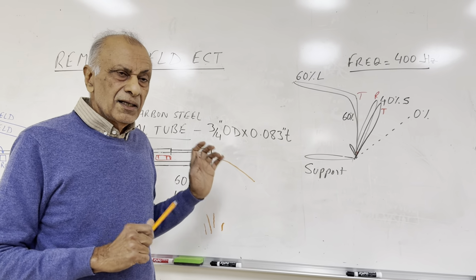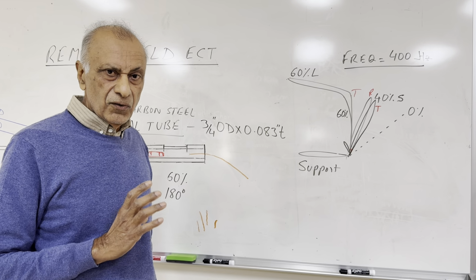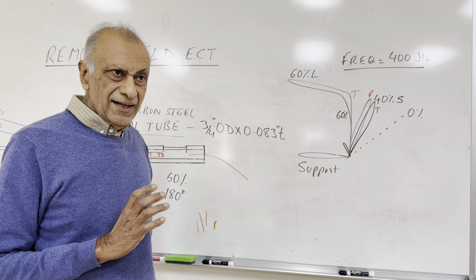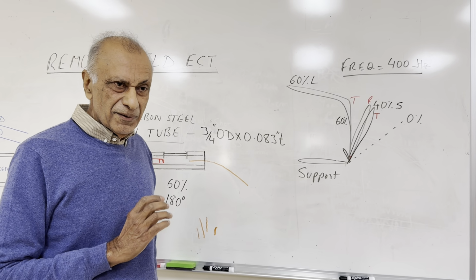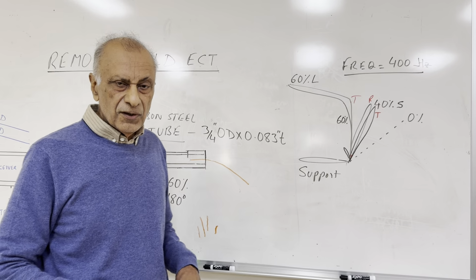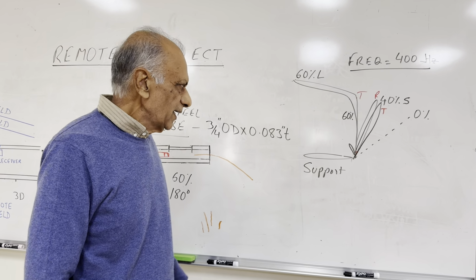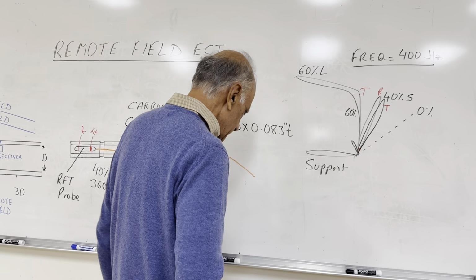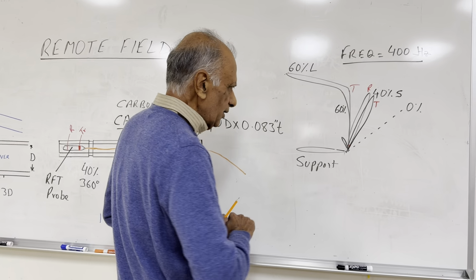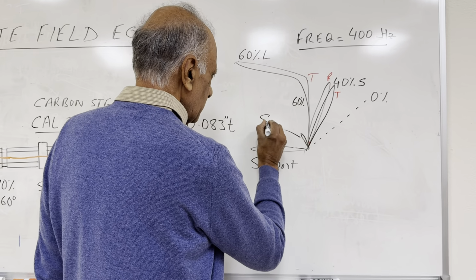The only issue with the remote field is that it's basically good for wall loss, and I'm a little bit concerned about using remote field for detecting small flaws like pits and holes, the reason being that they produce a very small signal, something like this. So if you have a small hole or a small pit, it's going to be like this.